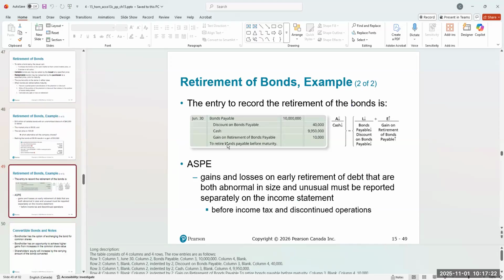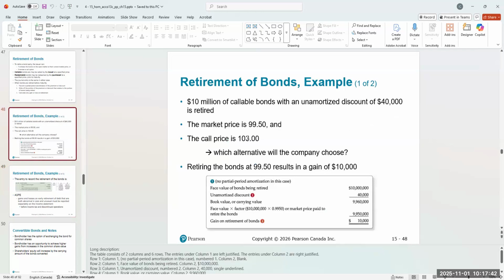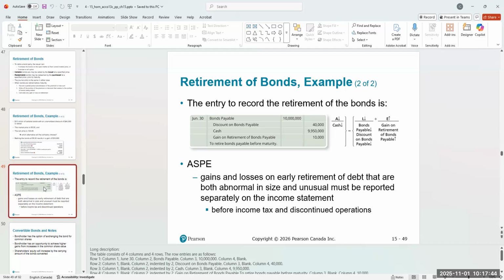So how are we going to do the journal entry? First, we're going to close the bonds, 10 million. Those bonds are gone. Second, we're going to close the remaining discount, 40,000. Then we're going to pay the cash, and then we're going to balance the entry with the gain. What's going to happen if we have to pay more? Well, we're going to balance the entry with the loss.